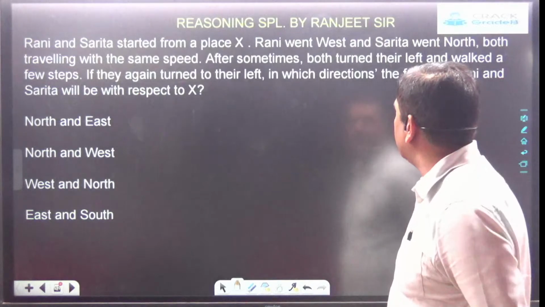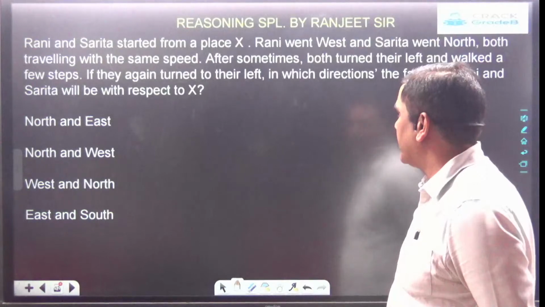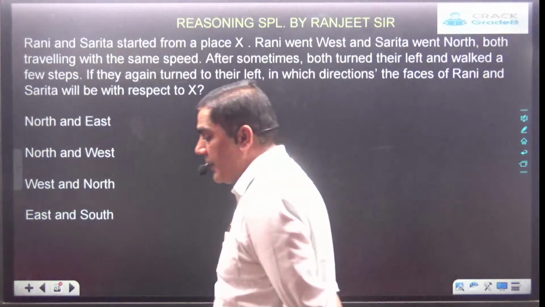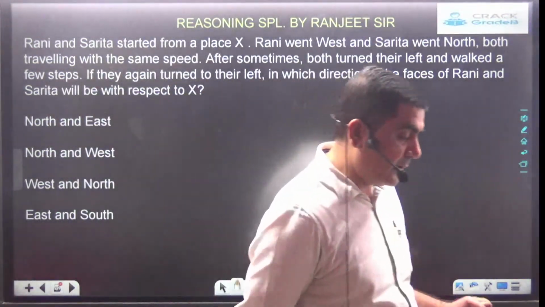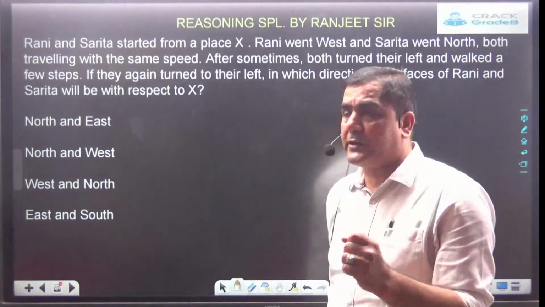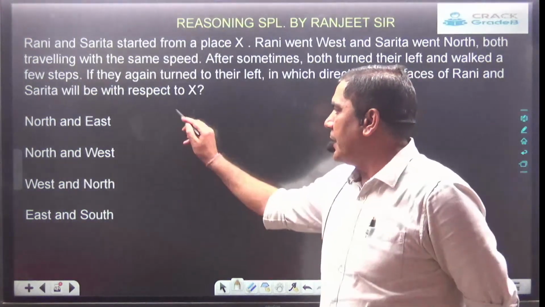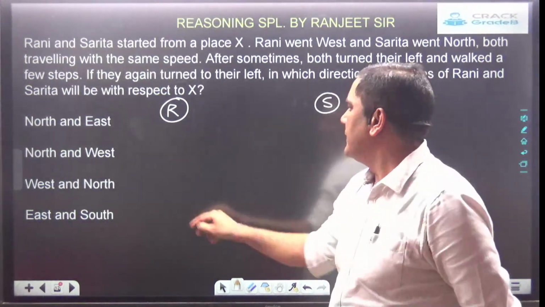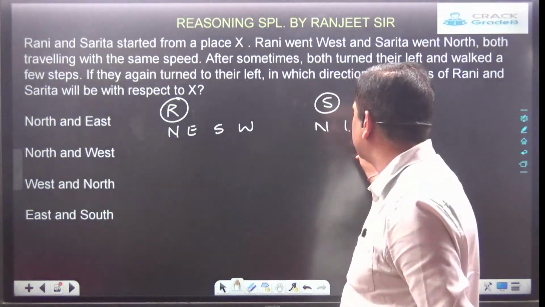After some time, both turn to their left and walk a few steps. If they again turn to their left, in which direction will the faces of Rani and Sarita be with respect to X? Now in this one, you have to find the face. They are facing in which direction? This is the question. They have not given any distance, so they are not asking for any distance. Here they are asking only for the facing. Okay, let's make one calculation for Rani and one calculation for Sarita. This will be NESW for Rani and this will be NESW for Sarita.